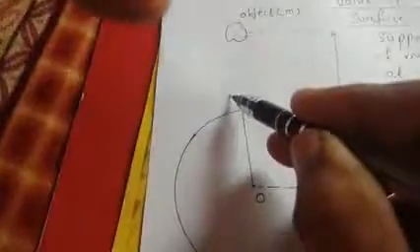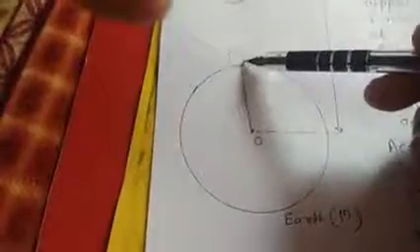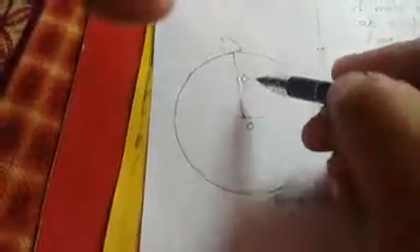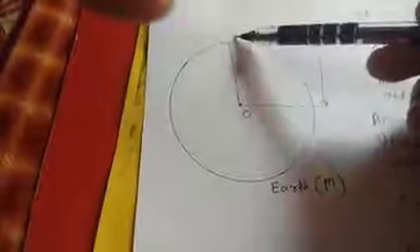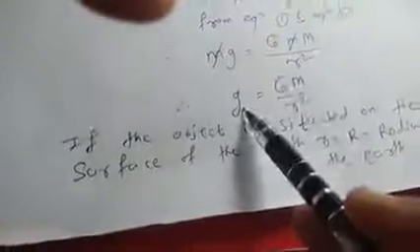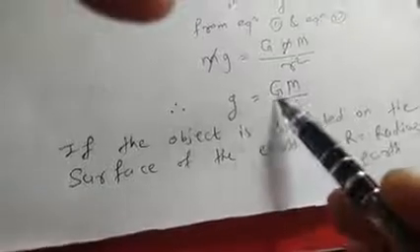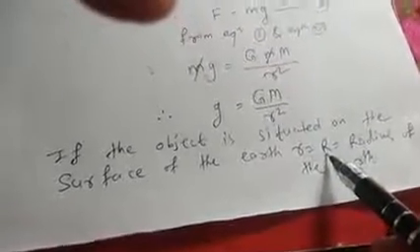See, if the object is on the surface of the earth, then what is the distance of the object from the center of the earth? It is nothing but the radius of the earth, denoted by capital R. The distance of the object from the center of the earth is capital R when it is placed on the surface of the earth. So, this expression can be written as small g is equal to capital G into capital M upon capital R square. Replace small r by capital R when the object is placed on the surface of the earth.